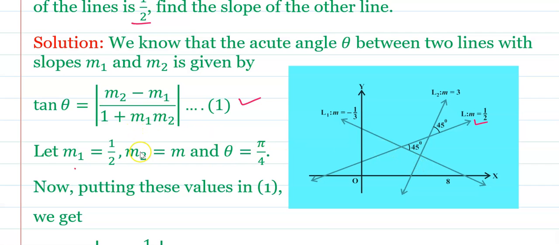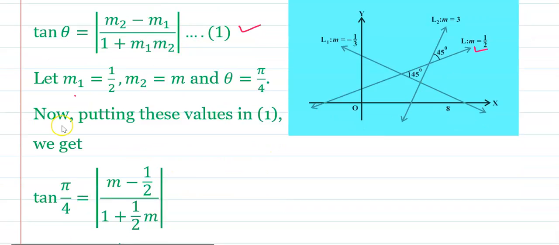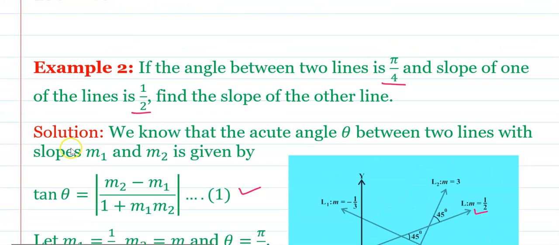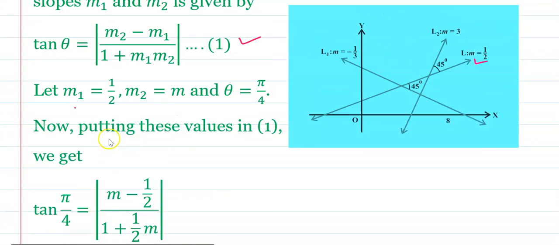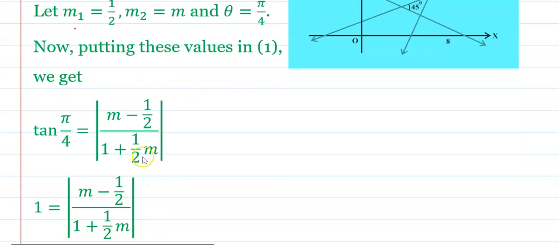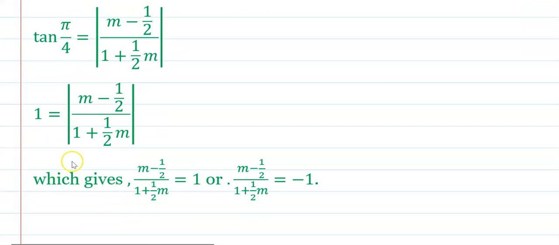Okay, and therefore m2 is equal to m. We will substitute m2 is equal to m. Theta is equal to pi by 4. Substitute all these values. Therefore tan of pi by 4, m2 is replaced by m, m1 is replaced by 1 upon 2. Substitute the value 1 plus 1 upon 2 into m.